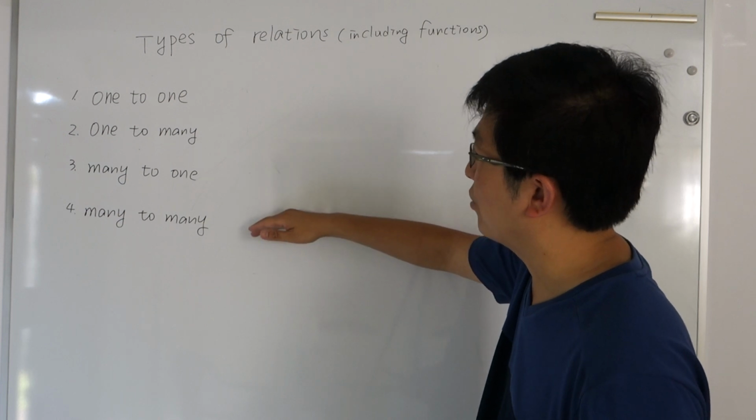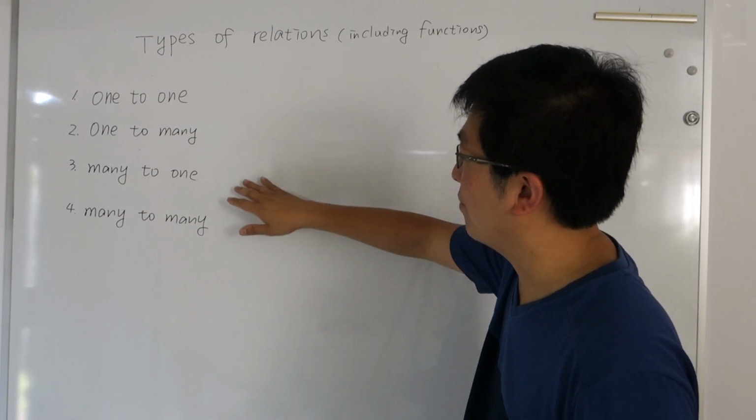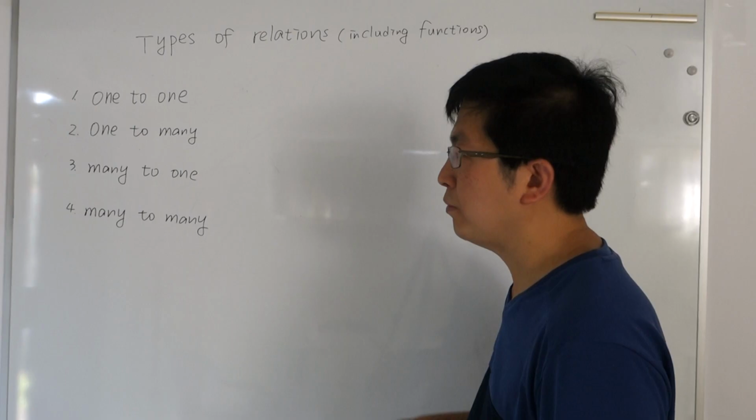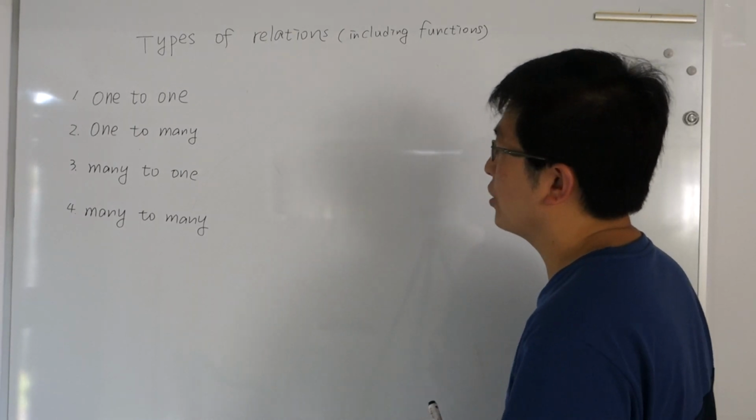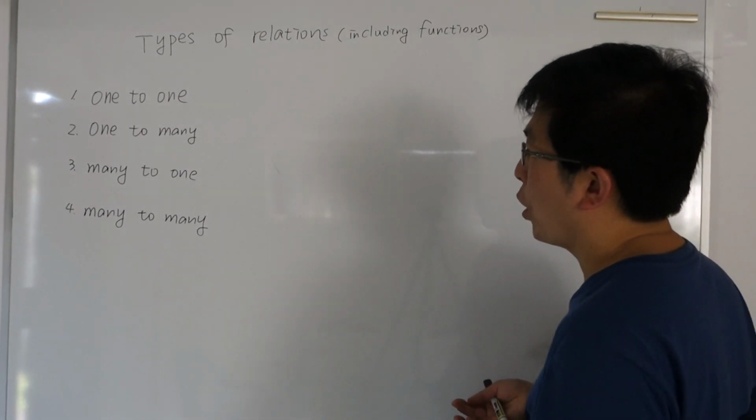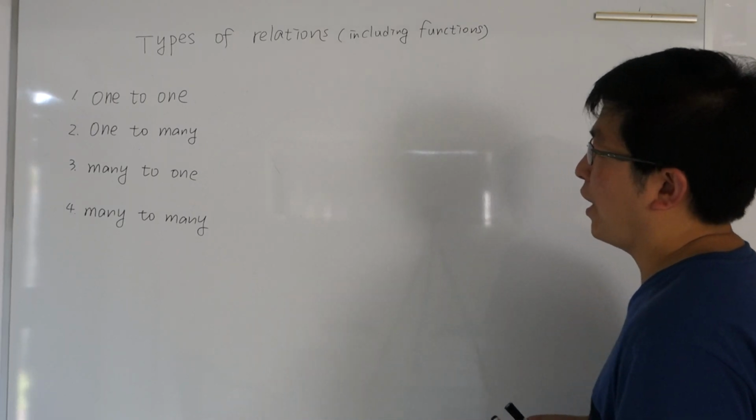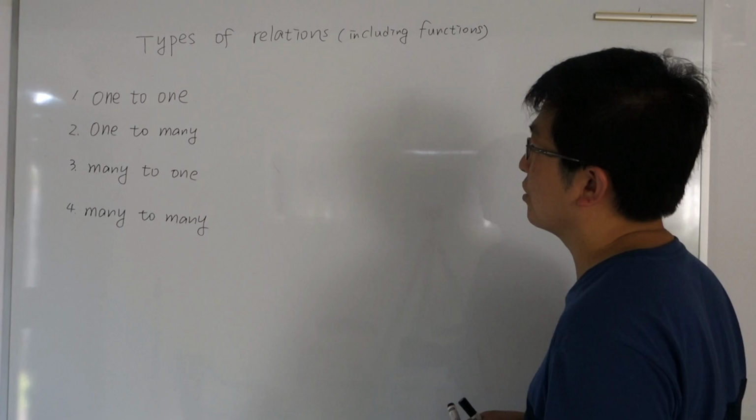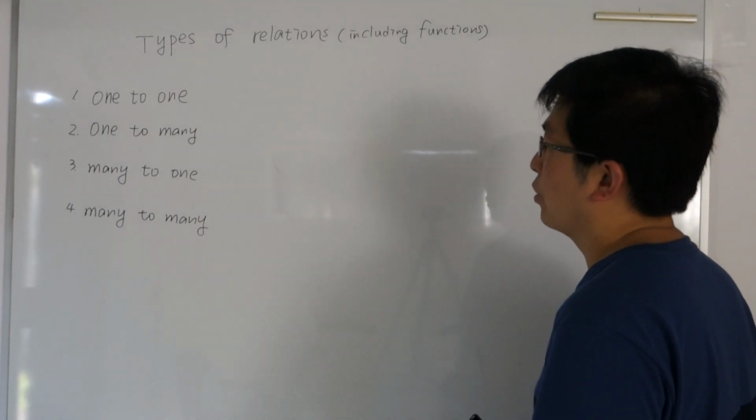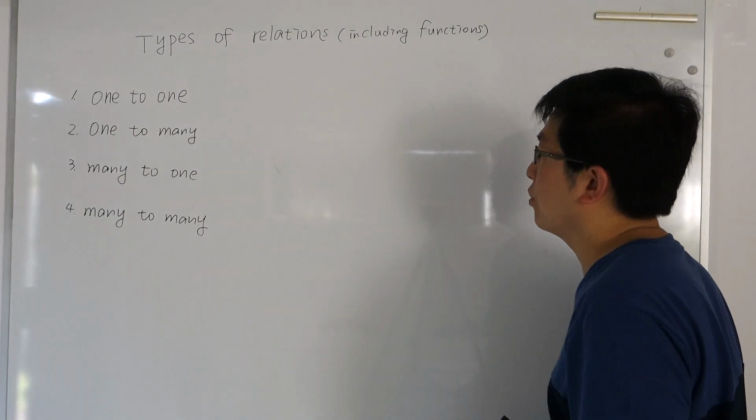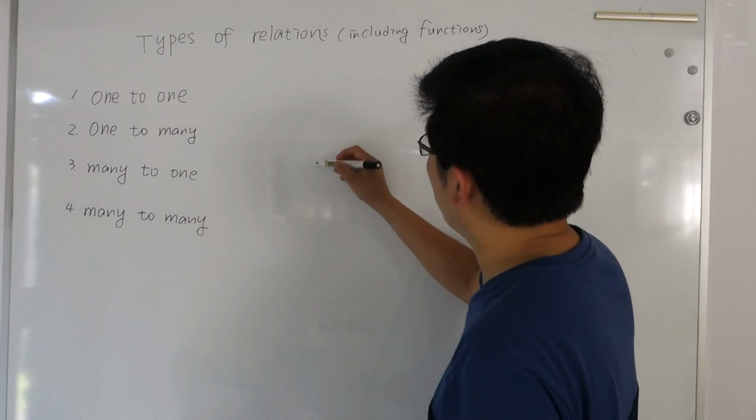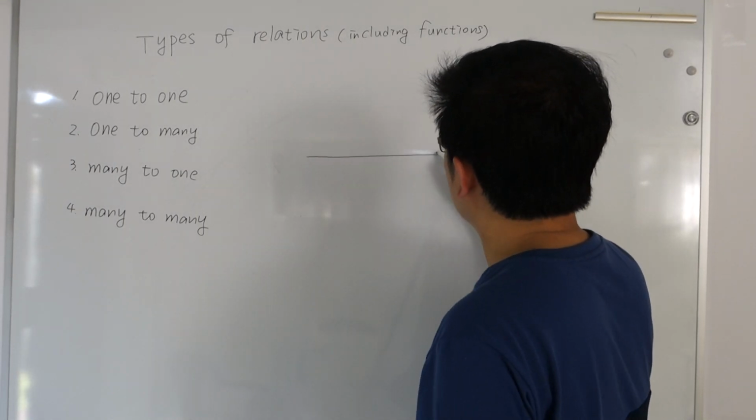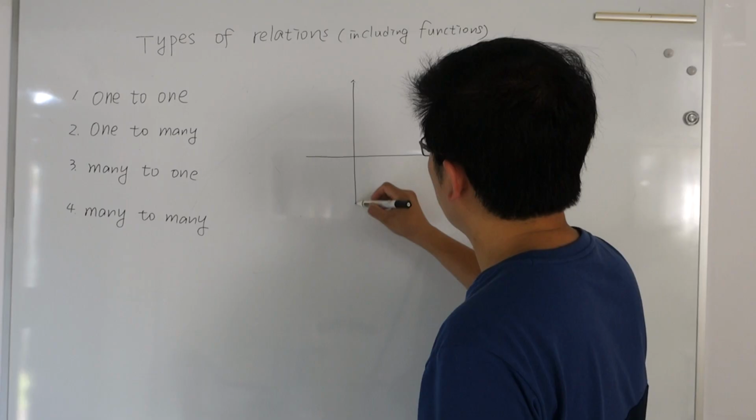The four types of relation are one to one, one to many, many to one, and many to many. Now I will use examples to show you the four different types of relations. One to one, what does it mean? For example, on the Cartesian plane, some books will show it like this.